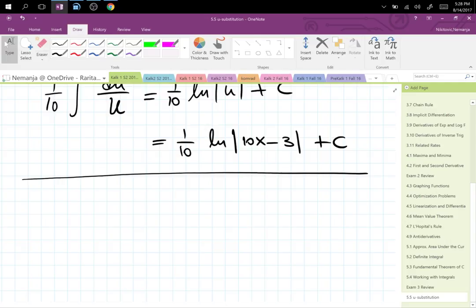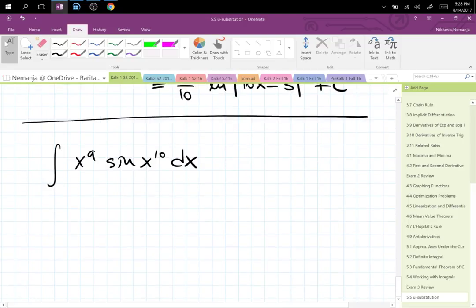Let's see, what else is cool. This one, we never had anything like this. x to the 9 sine x to the 10 dx. Let's see what you get there.